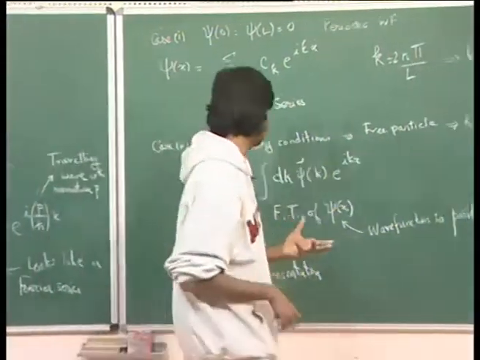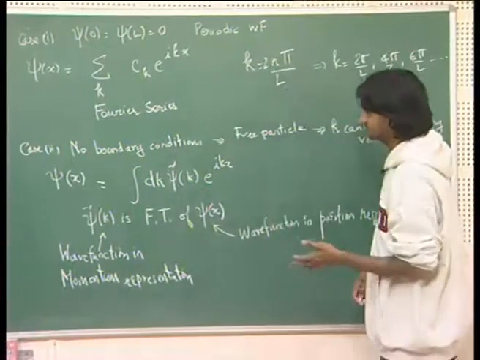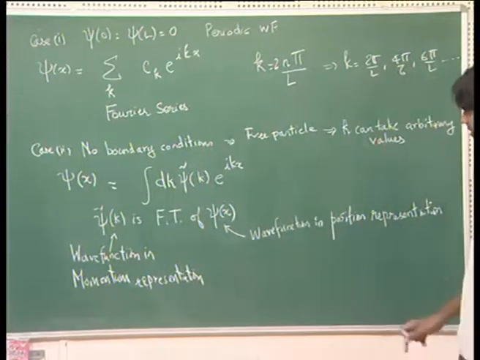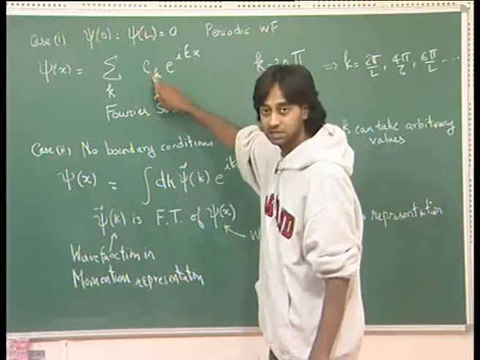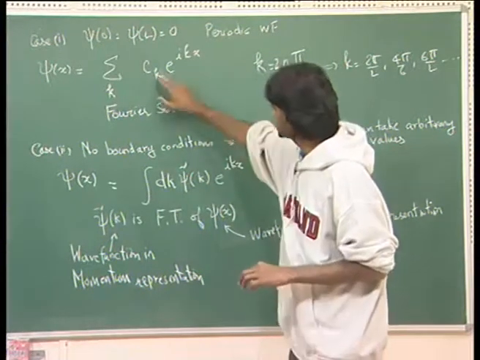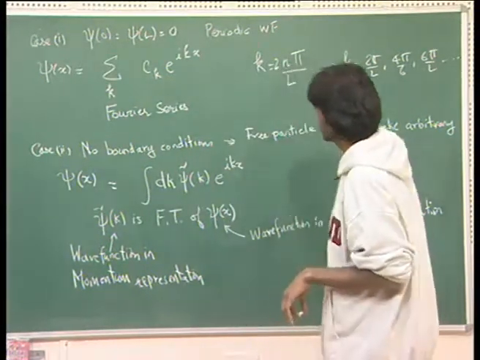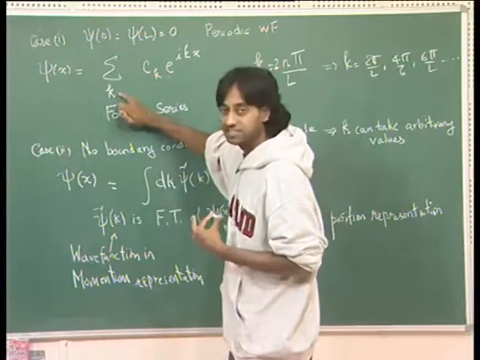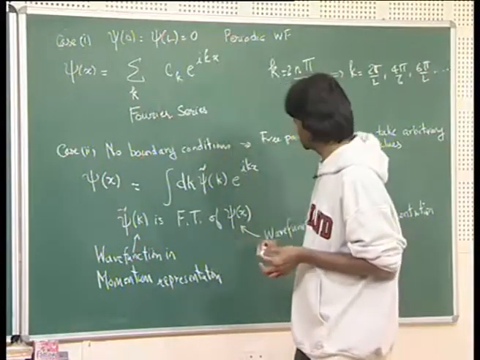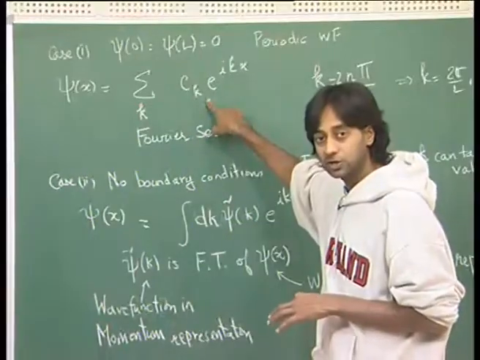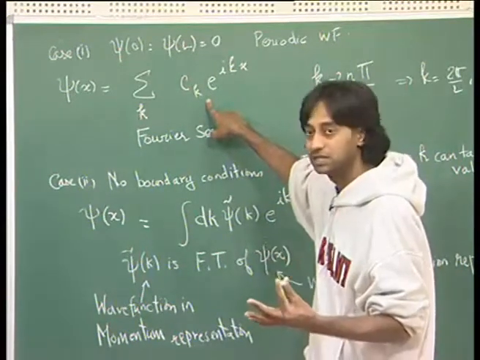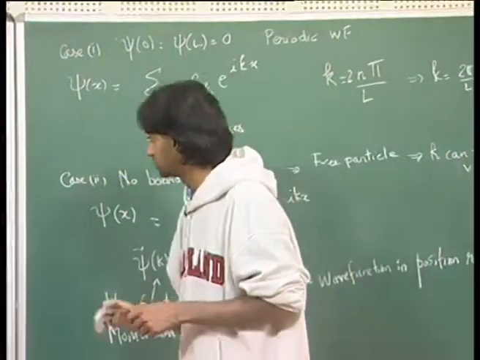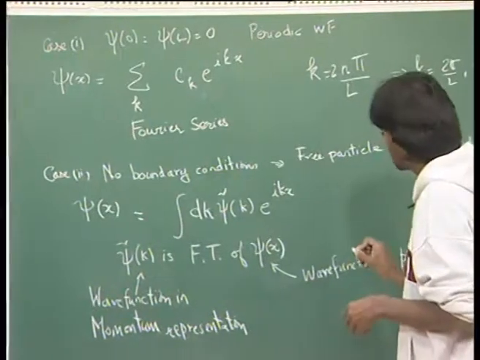Now, physically, what this means is, what does your psi tilde of k correspond to? You should really think of it as the coefficients. Now, what do these c k correspond to? If you have a discrete set of k values, then c k square corresponds to the probability that in a measurement you will observe a value of momentum k. So remember this c of k.